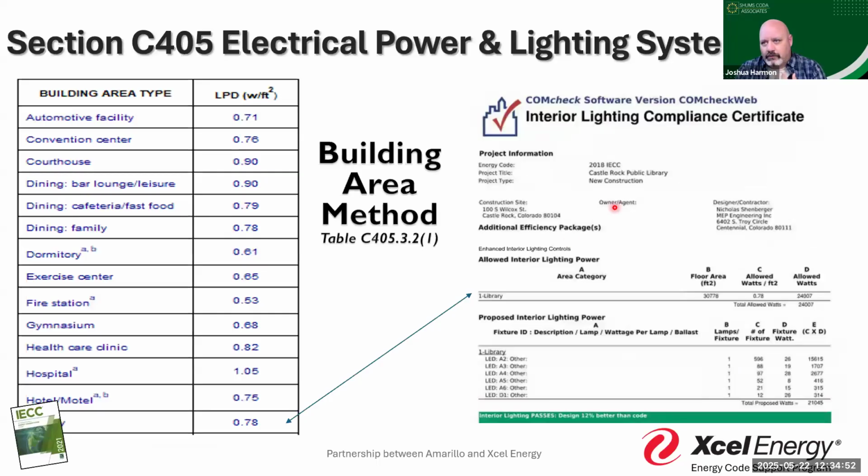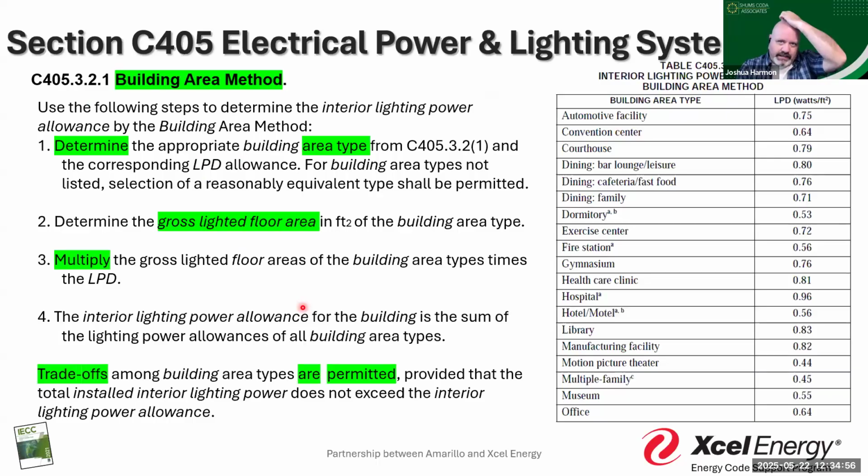And so again, we'll see that in different ways. But what ultimately it's asking us to do, let's look at the building area method first. It's saying, look at the building, determine what type of area you're looking at. So there's a table that gives you a variety of different types of buildings, right? Automotive, office, retail spaces, those kinds of things. And then associated with that type of building is a watts per square foot for lighting power density. What it says to do is determine which one fits the building.